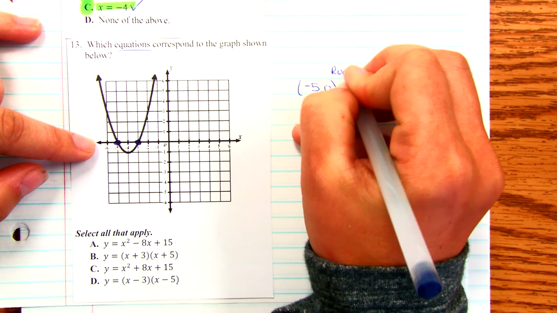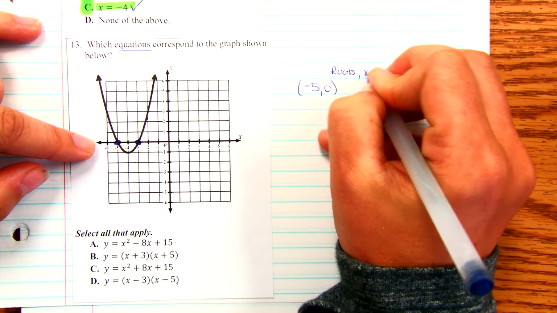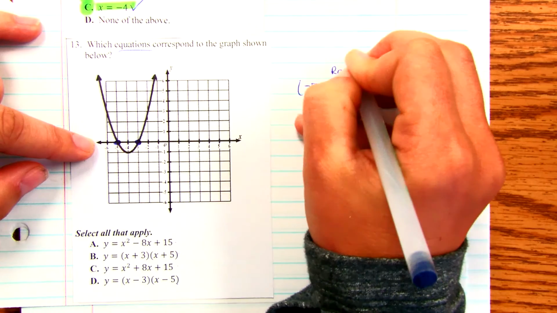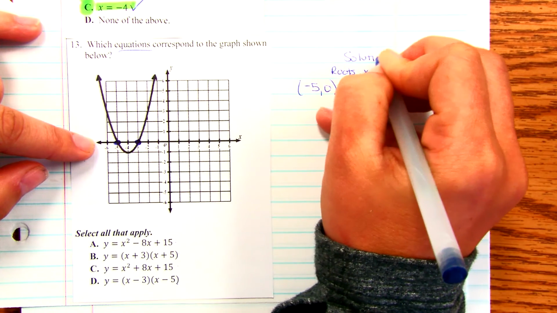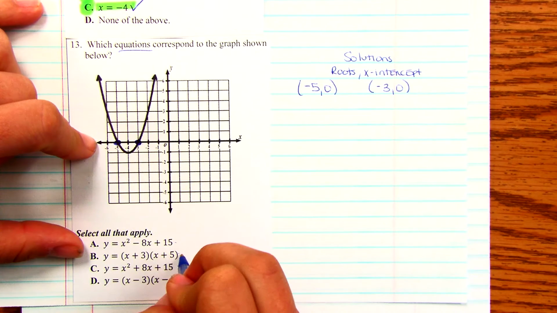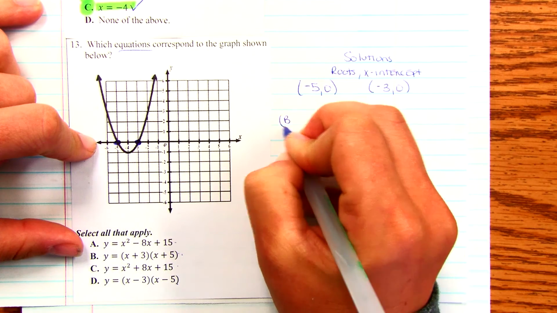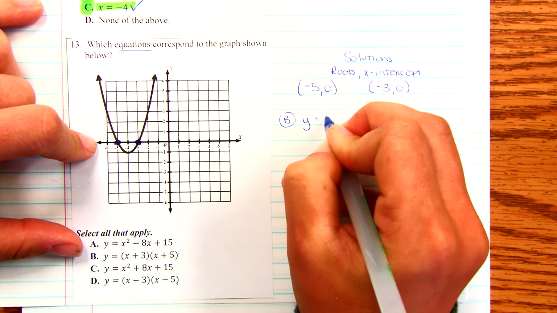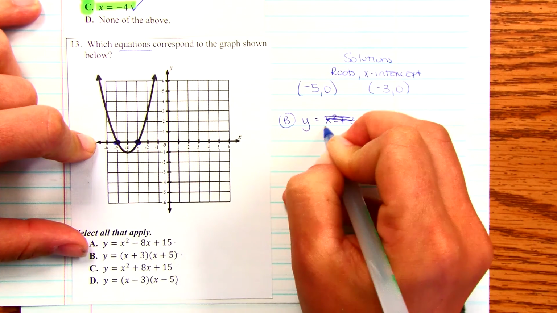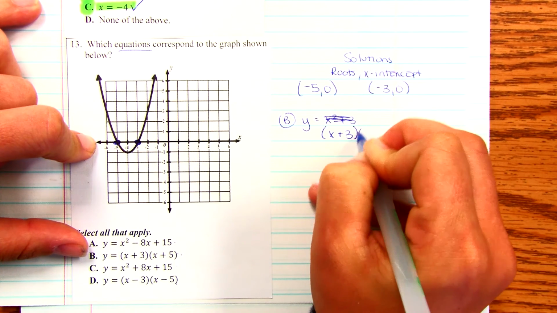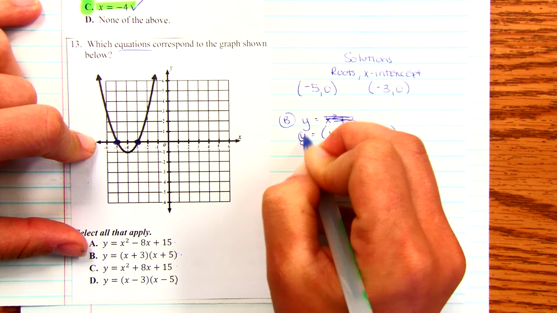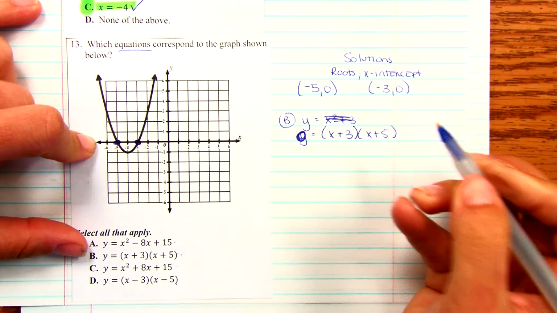Remember, roots are the same things as x-intercepts. And all of these are also solutions. And solutions happen when y equals 0. So what I could do is I could try b and say, well, if y equaled x plus 3 times x plus 5, and y was 0, would this have these roots?